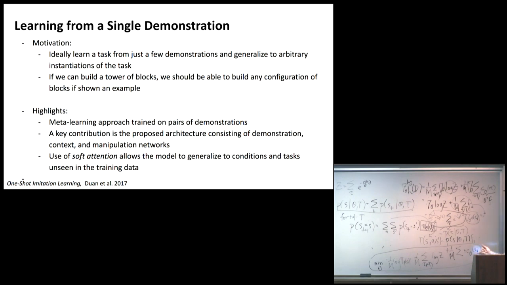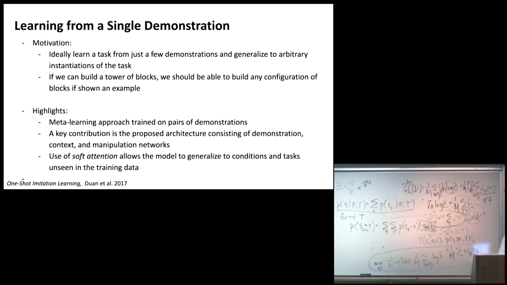So I'll talk about the first such successful result. And this paper was called One-Shot Imitation Learning back in 2017. So ideally, we can learn a task from a few demonstrations, and furthermore, we want to be able to generalize to any kind of instantiation of the task. So what they look at in this paper is building towers of blocks. So blocks induce this combinatorial space, so we can combine them in any way we want. And we don't want to just use a ton of demonstrations just to learn how to stack some blocks in a particular configuration. We want to be able to build any configuration if we're just shown an example.